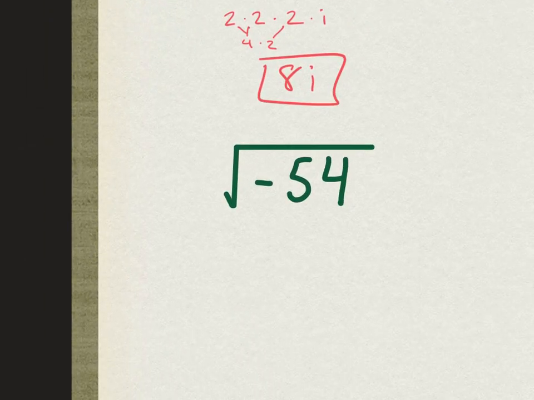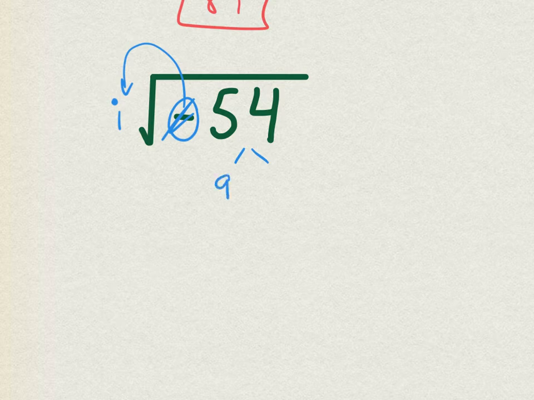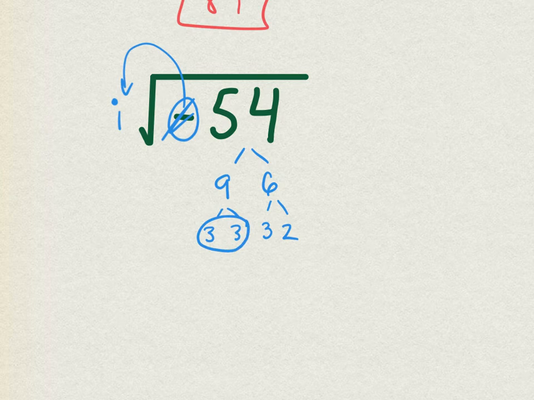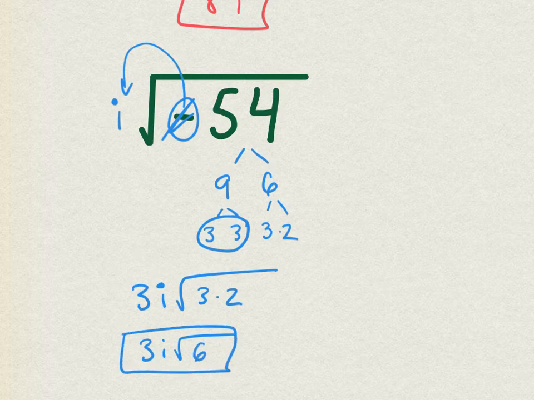All right, next one. Square root of negative 54. What should we do first? Take out the negative. And what does it become? An i. What are factors of 54? 9 and 6. What are factors of 9? 3 and 3. What are factors of 6? 3 and 2. What do we circle? Circle the 3s. Only 2 of them, because we can only circle pairs. So what comes outside? 3. And then the i was already outside. What stays on the inside? 3 times 2. So since we have more than one thing still on the inside, what do we do to those? Multiply. Awesome. So this is 3i square root. What's 3 times 2? 6.